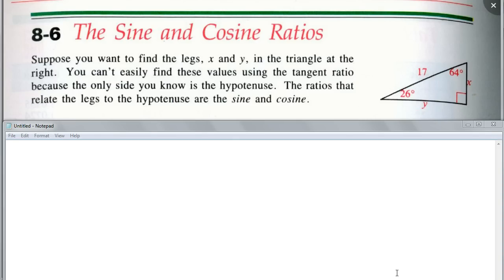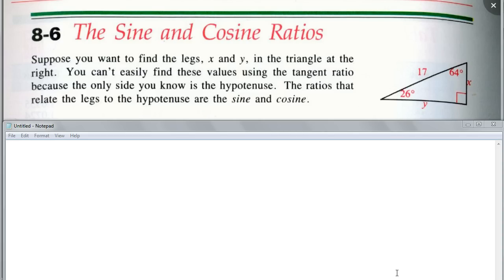Okay, so this is going to be similar to what we learned last time, right? Like the tangent ratio, but this time, you know how the tangent ratio did not involve any hypotenuse. Now these ratios, you're going to be using the hypotenuse. So what was the tangent ratio, by the way? It was opposite over adjacent. So the sine ratio is going to use the hypotenuse.